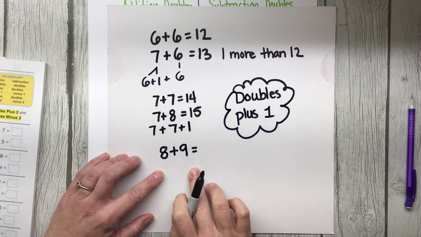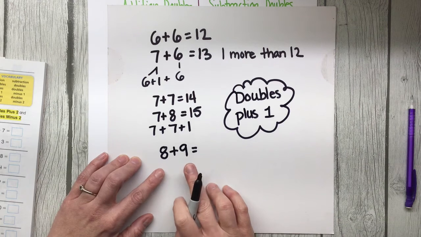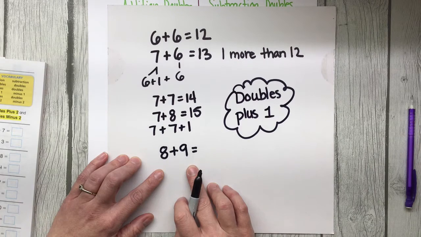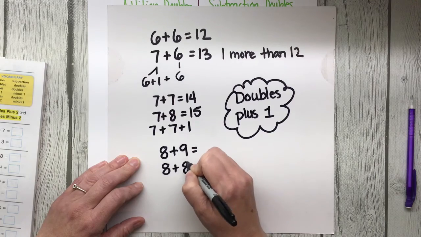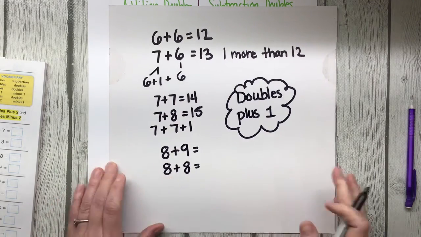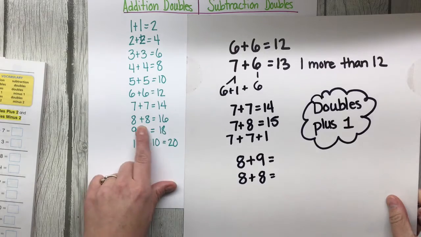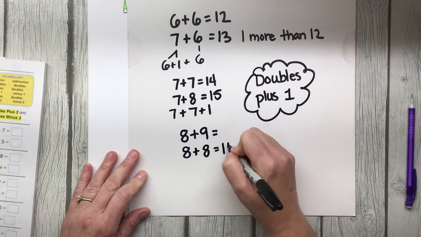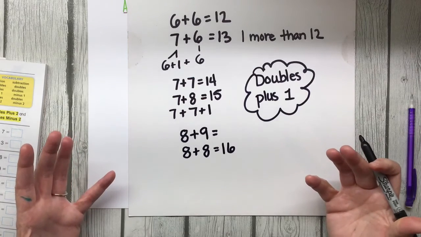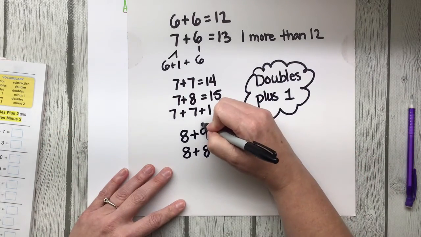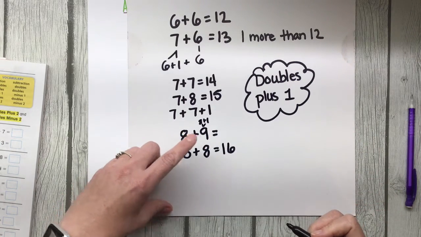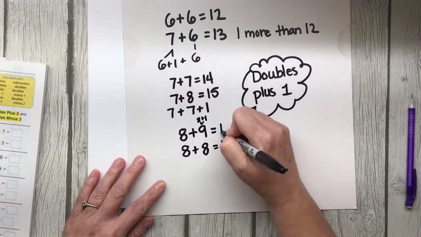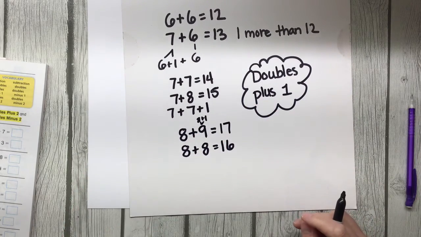So if we have doubles plus 1, what are the two numbers that you would call the doubles in this one? If you thought 8 plus 8, that was really smart. We know right off the bat that 8 plus 8 equals 16. Well, if we know 8 plus 8 equals 16, then really this is 8 plus 1, isn't it? So we have 8 plus 8 plus 1, so that one equals 17.